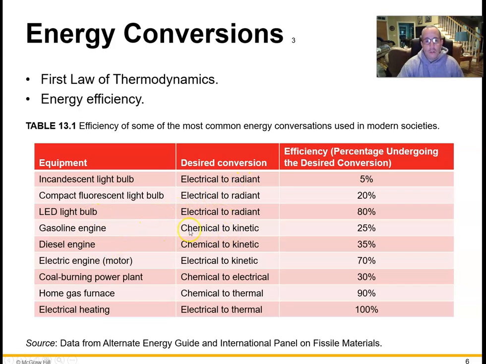When we talk about engines, you're going chemical, which is the combustion of a fossil fuel, to kinetic, which means you're turning those wheels in that engine to create power. So you can see that gasoline and diesel engines are pretty inefficient with regards to the use of that energy, whereas an electric engine is much more efficient, and that's one of the transitions that we're seeing today in our lives, going from gasoline cars to electric vehicles. And we'll talk about that more a little bit as well.